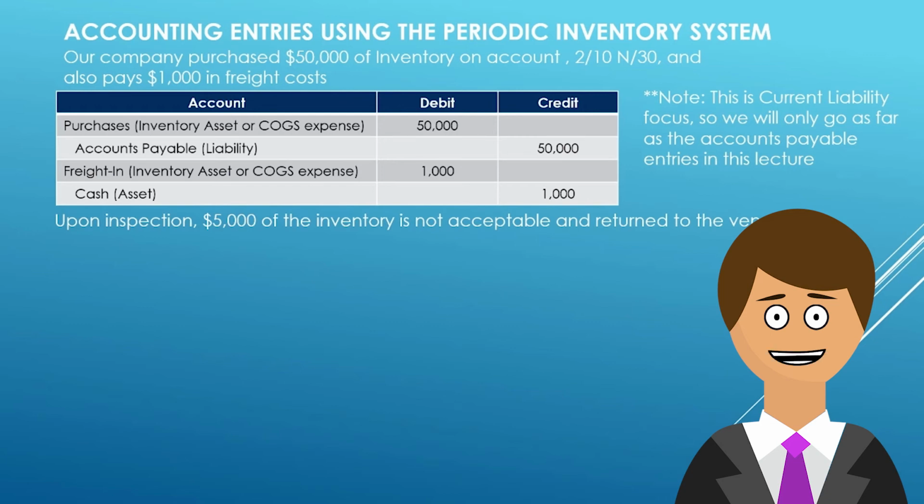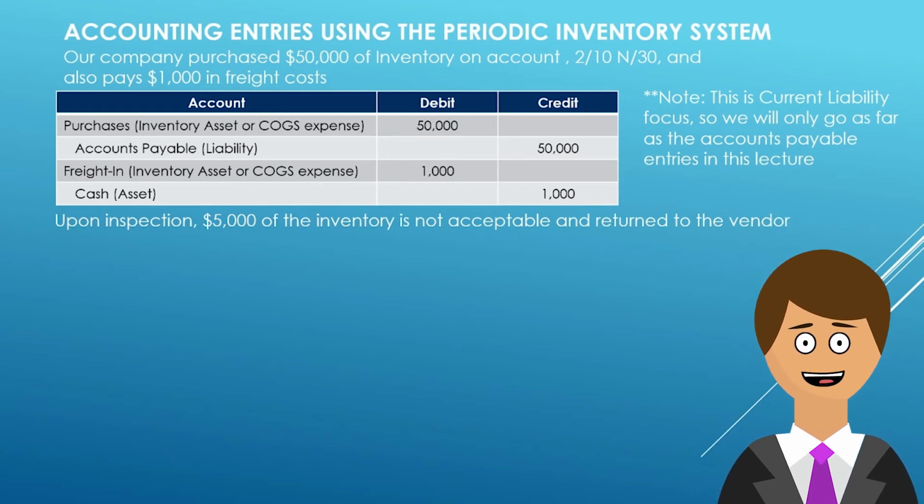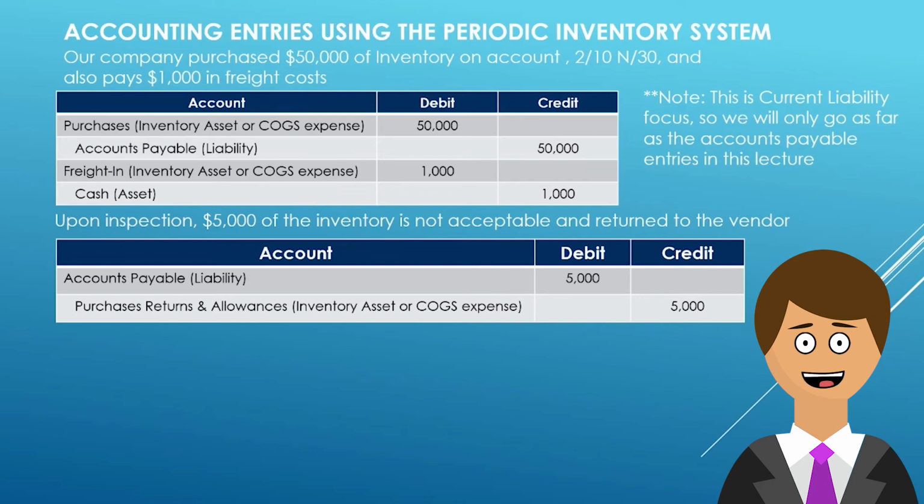Next comes up, we find through inspection that $5,000 of this inventory is not acceptable, and we're going to return that to the vendor. When we do that, we're going to lower our accounts payable by that $5,000 worth of inventory, and we're going to record the credit in an account called Purchase Returns and Allowances, so we can keep track of these returns and allowances over the period of time. Again, at the end of the period, that purchase returns and allowances is going to be cleared out to either our inventory asset or be part of our cost of goods sold expense, depending on how we do our reporting.